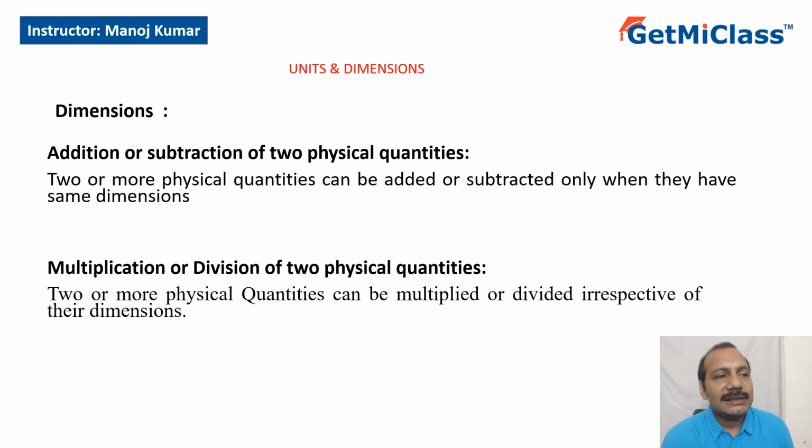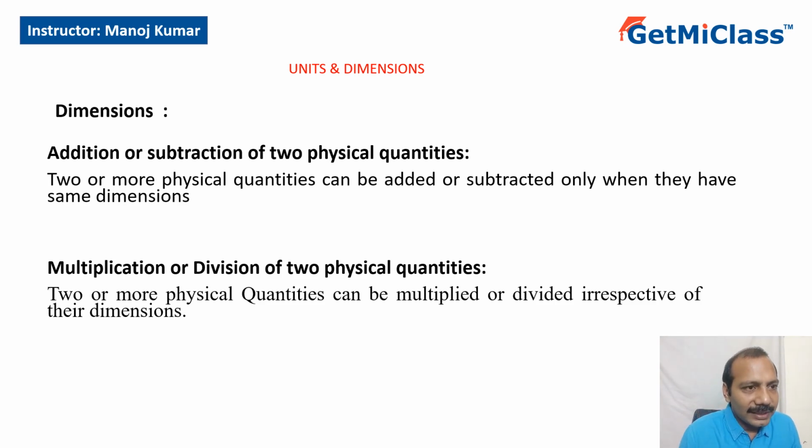Now in dimensions, there are certain rules that are necessary while taking into consideration addition or subtraction of physical quantities. The rule is, two physical quantities can be added or subtracted only when they have the same dimensions. Let me take an example, then you'll see how weird it sounds. If I ask you what is 5 meters plus 2 kilograms?